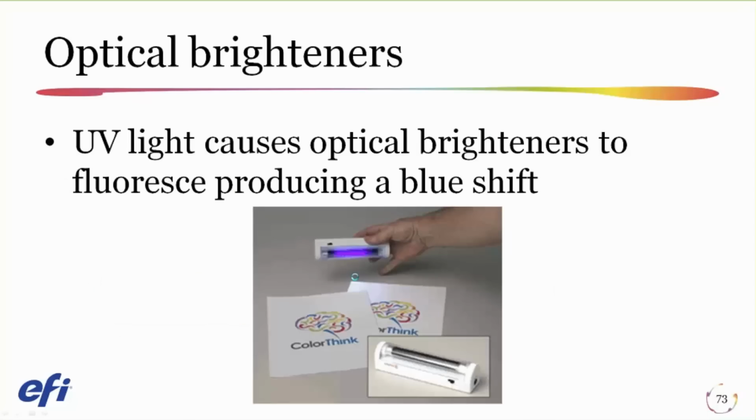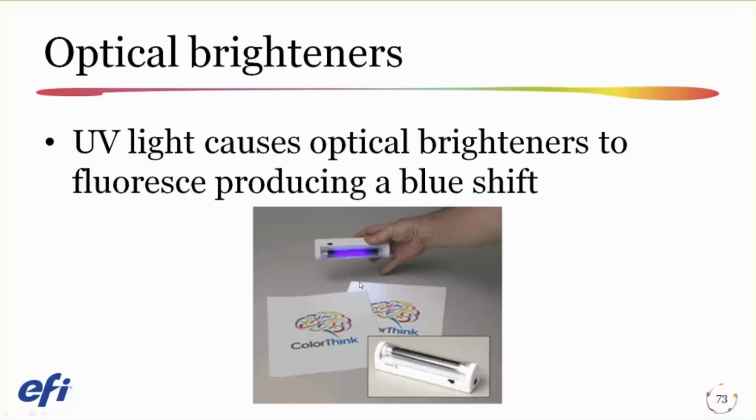Optical brighteners is the second problem. UV light causes optical brighteners to fluoresce. If you notice here, two pieces of paper away from the black light, they kind of look the same. They pretty much match. But we hit it with UV light, and all of a sudden the optical brighteners glow.